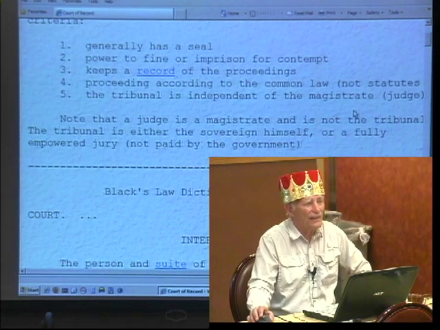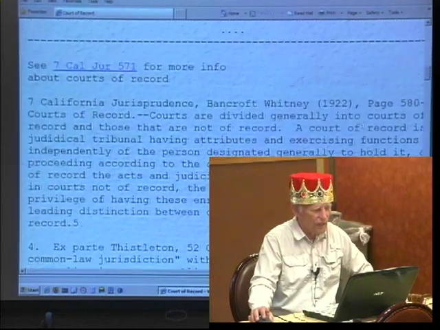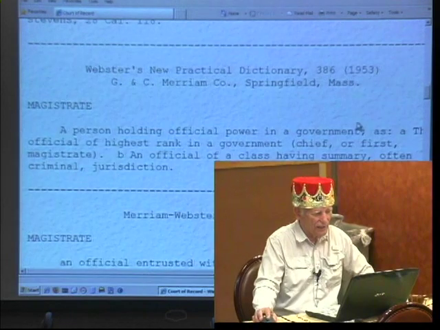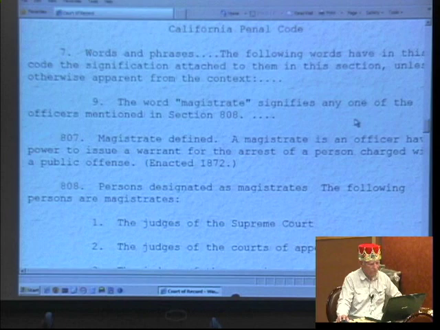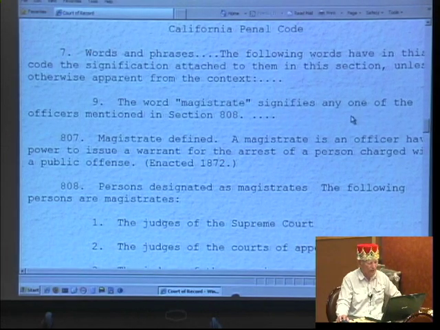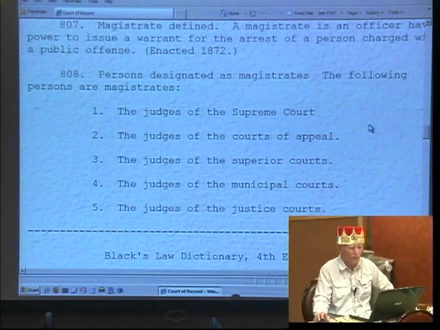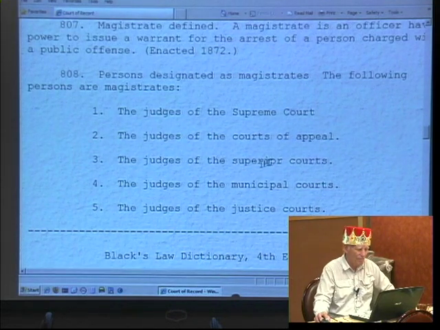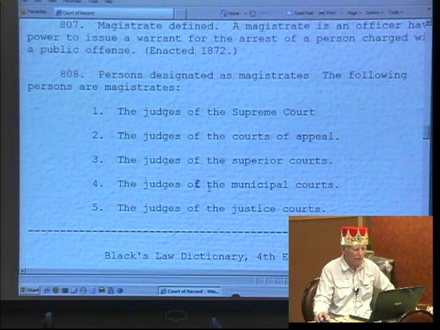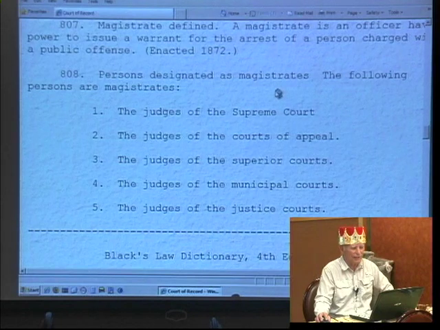But if you look in the California codes at section, I think it's 808 of the Penal Code, here it is, California Penal Code: the judges of the Supreme Court, the judges of the Courts of Appeal, the judges of the Superior Courts, judges of the Municipal Courts, and the judges of the Justice Courts. Since we don't have municipal courts anymore, I'm sure they've changed that provision in 808 now. But those are who are designated as magistrates.